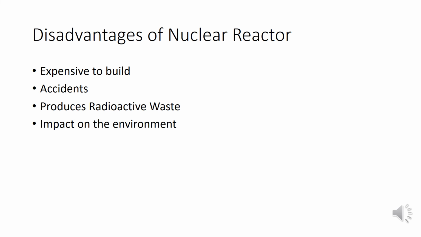Next, we will look at the disadvantages of nuclear reactors. From 2002 to 2008, the estimated cost to build a nuclear power plant was from $4 billion to $9 billion, and the power plants often surpass their cost estimates during construction.